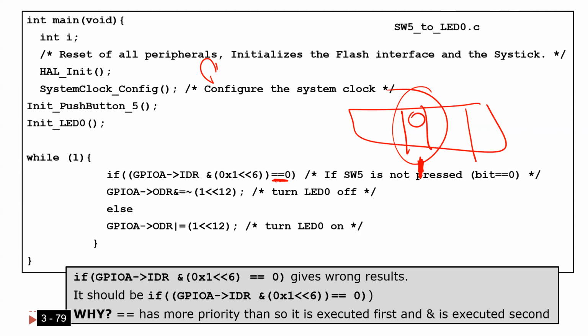So in this case, I'm going to turn the LED off. So I'm going to write to the LED. The LED is actually connected to PA12. So here I'm going to write 0 to PA12. Otherwise, I'm going to write 1 to PA12, as you see.